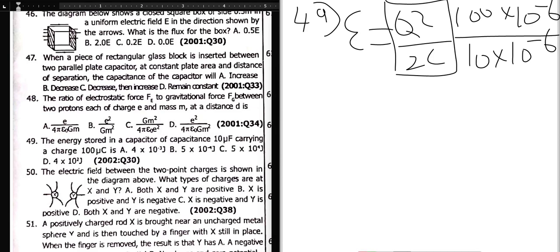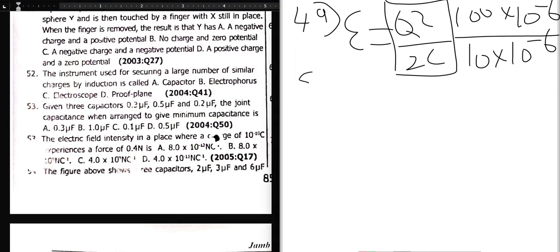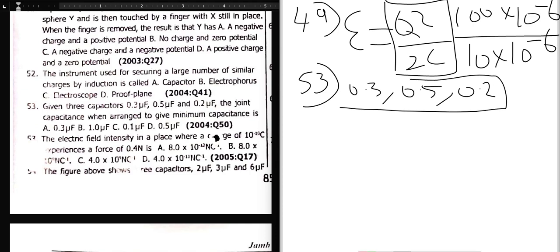Let's go to the next question. Question 53. Question 53 says given three capacitors 0.3, 0.5, and 0.2, the joint capacitance when arranged to give minimum capacitance is what? So we are looking for, if we join these together, what is the littlest capacitance we're supposed to come out with? So first of all, what is our formula?